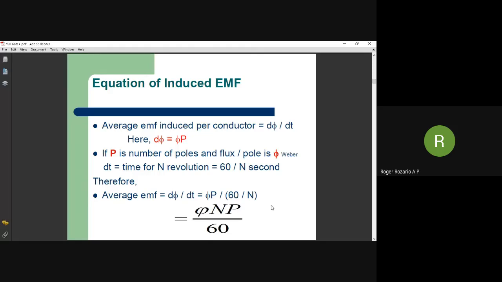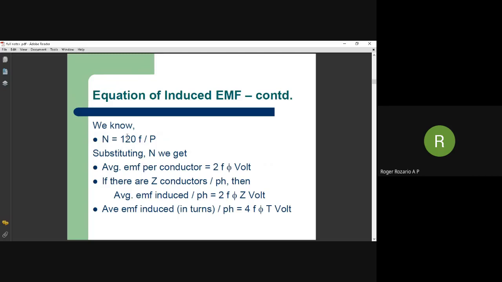The rate of change of flux is going to induce an EMF. So we calculated what is d phi and what is dt. D phi equal to P into phi, P is the number of poles, phi is the flux. Dt is the time taken for n revolutions, so 60 by n. So average induced EMF is equal to d phi by dt, which is nothing but phi P by 60 by n, so phi nP by 60. So this is the EMF equation of the alternator.